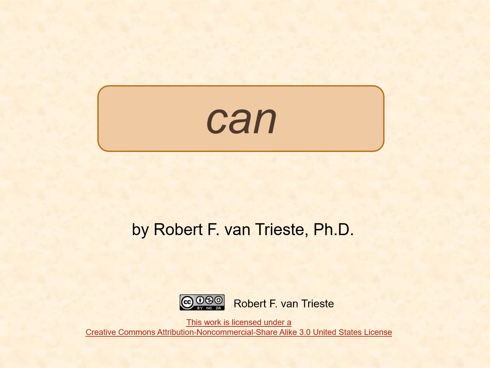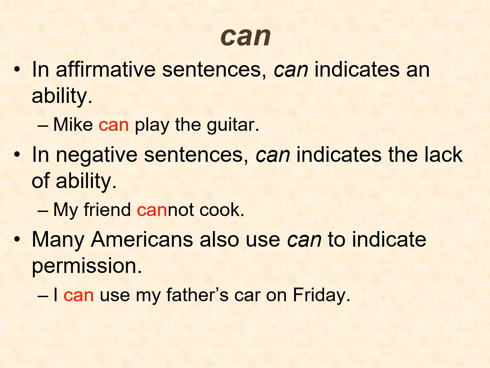The use of the modal can in sentences. Can is sometimes referred to as a modal auxiliary. It's an auxiliary verb because it's used in conjunction with a main verb that carries most of the meaning. In affirmative sentences, the word can indicates an ability. For example, Mike can play the guitar.